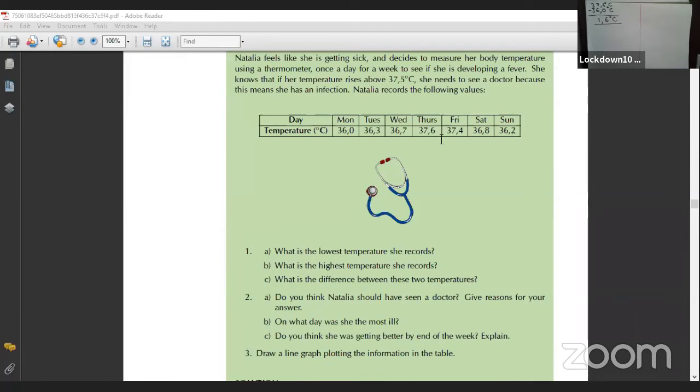As you can see, from 37, yes, the fever was dropping. The temperature was dropping, guys. That's great. I'm really proud of you.